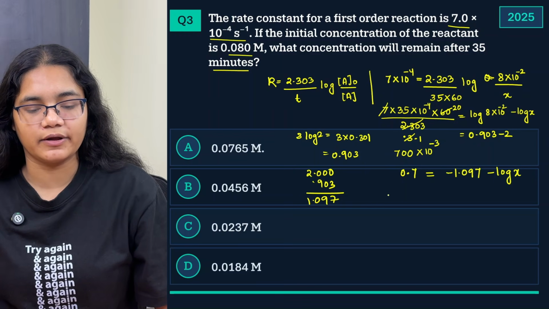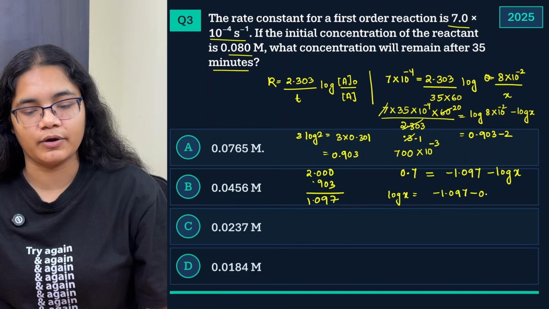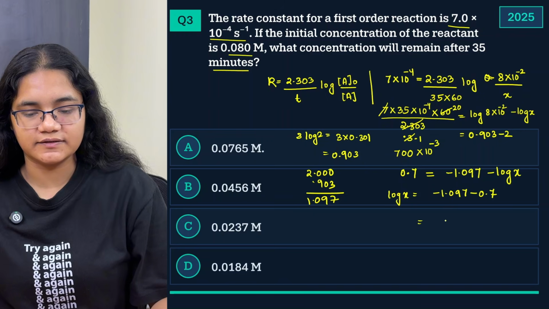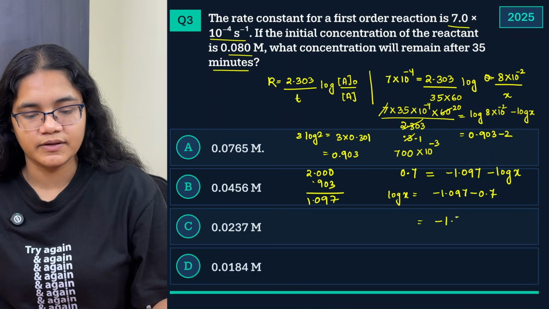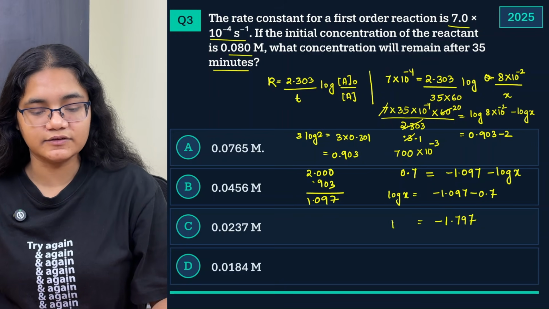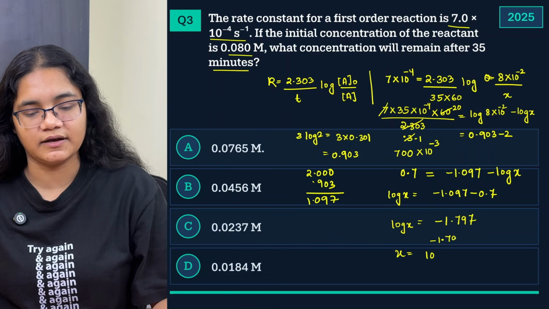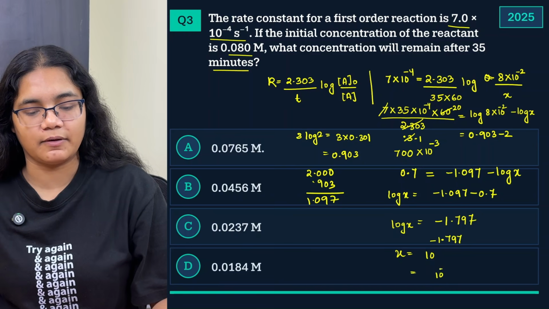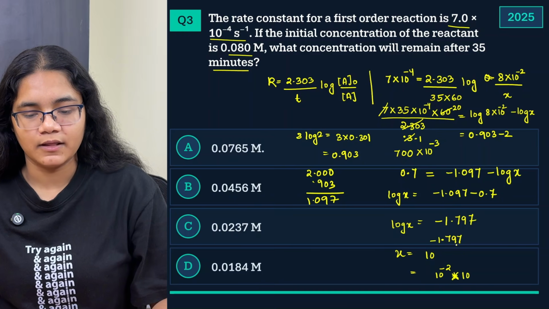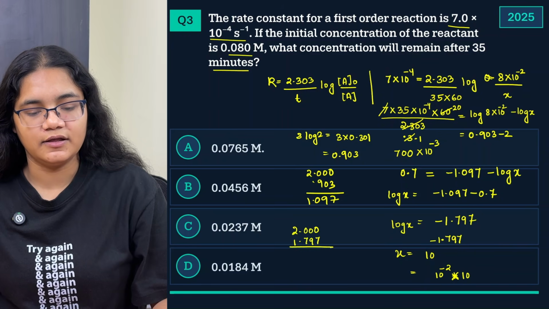Okay, now you can take this log x to this side, so log x will be equal to minus 1.097 minus 0.7, right? This goes up, so this gives me minus 0.797. Okay, now what I can do here is, this is log of x. Now x will be equal to what? 10 to the power of minus 1.797, right? That can be written as 10 to the power of minus 2 into 10 to the power of, so I'll just subtract 2.000 minus 1.797.